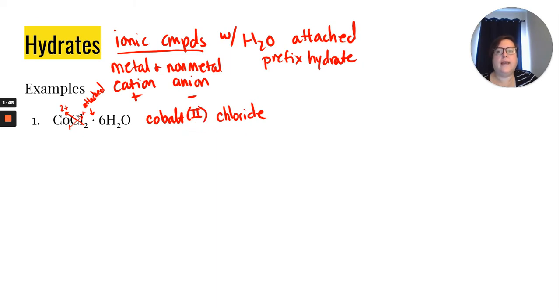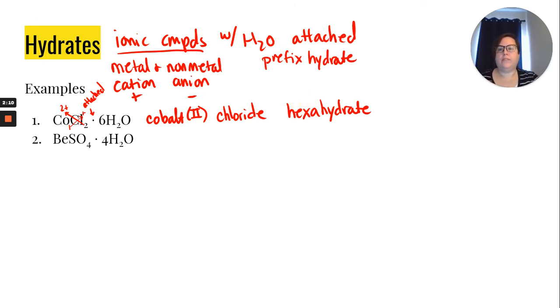Cobalt 2 chloride, and then we use a prefix to represent how many waters are attached. And so the prefix for 6 is hexa, and then the word hydrate to represent water. So cobalt 2 chloride, hexahydrate. Let's look at another example.